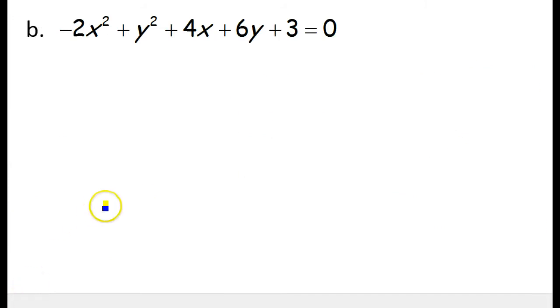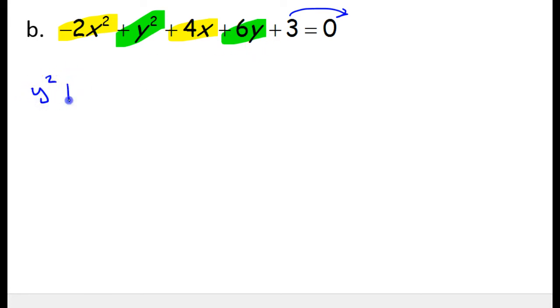Let's do that one more time for part B. Again, we need to group together the terms that involve x, and we need to group together the terms that involve y. And this constant is going to have to be put to the other side of the equation. So now I have negative 2x squared. And I'm going to go ahead and put the y terms first. And the reason is, I've got y squared plus 6y.